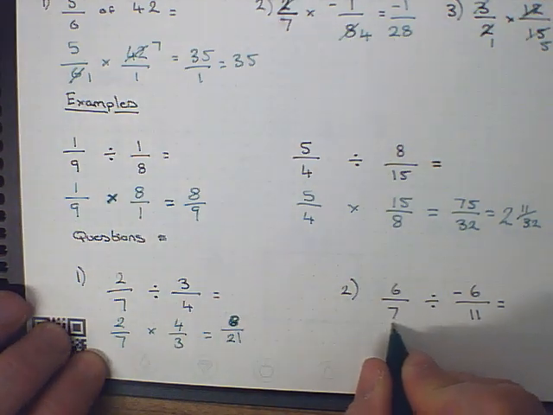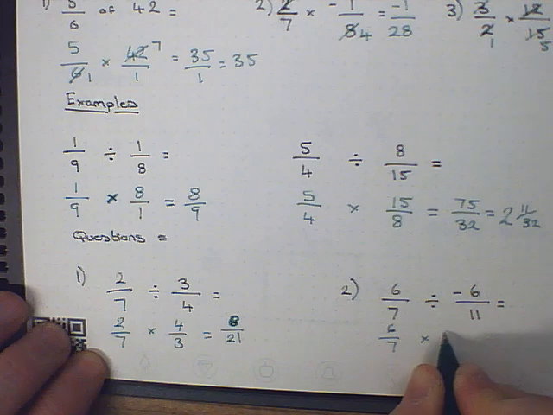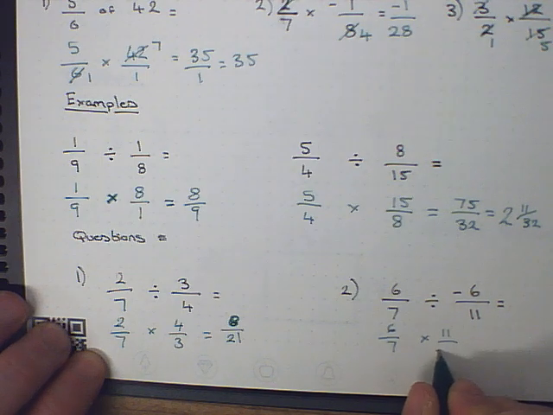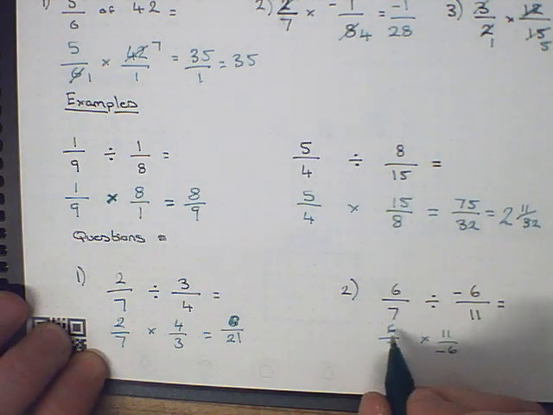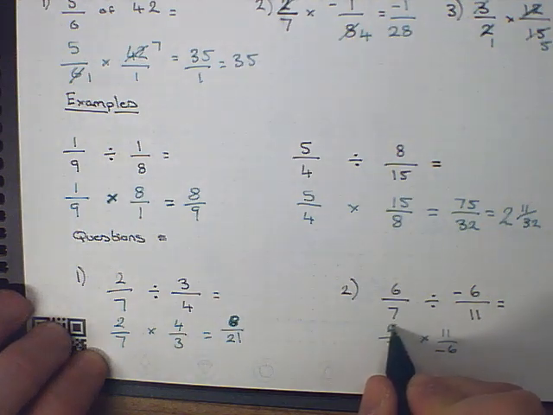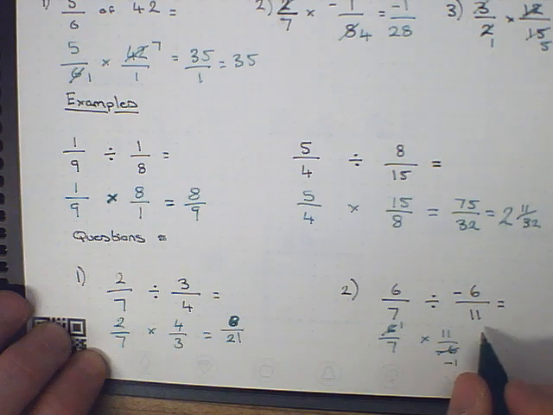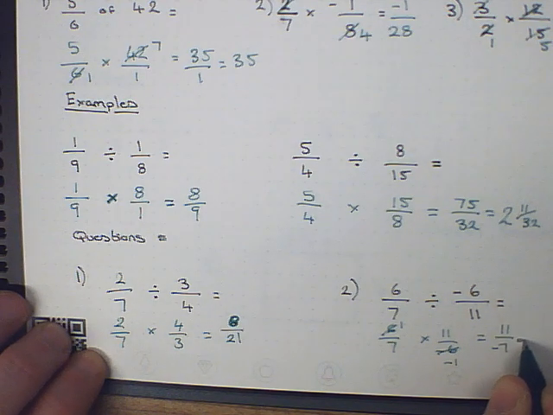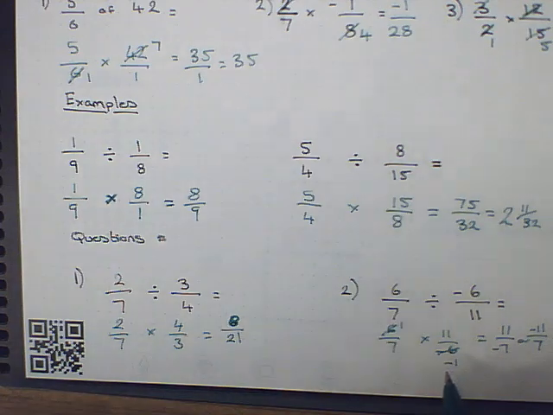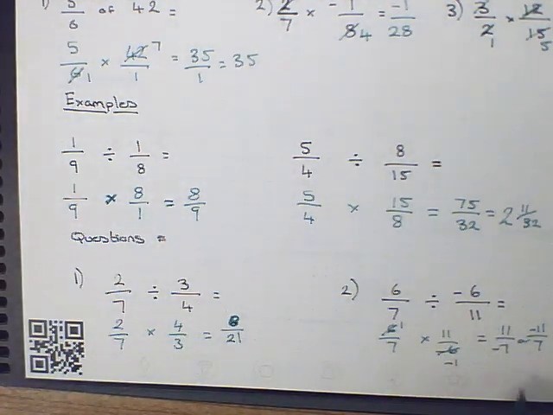And in the second question, 6/7 multiplied by 11 over negative 6. Well, I can cancel down, that's going to become a 1, that's going to become a negative 1. So this becomes 11 over negative 7, or as we should write it, negative 11 over 7. And there we go. We have now multiplied and divided by fractions.